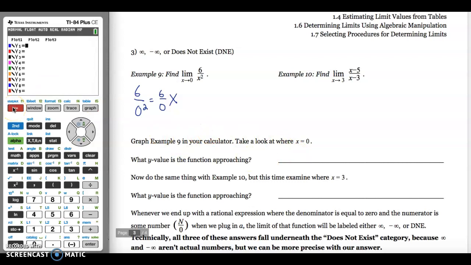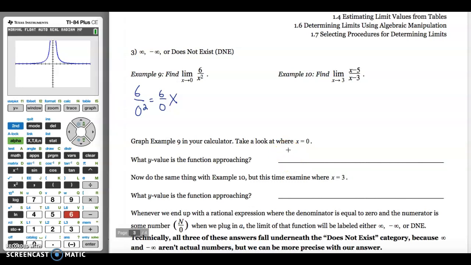If we go to your y equals screen, I'll plug in 6 divided by x squared, and then I always hit zoom 6 to get a standard graph window. Okay, so now we can see what our graph of 6 over x squared looks like. What y value is the function approaching when we get closer and closer to x equals 0? Well, we would say that from the left and the right-hand side it's going up forever, so we would say infinity. So you can say the limit as x approaches 0 of 6 over x squared equals infinity.